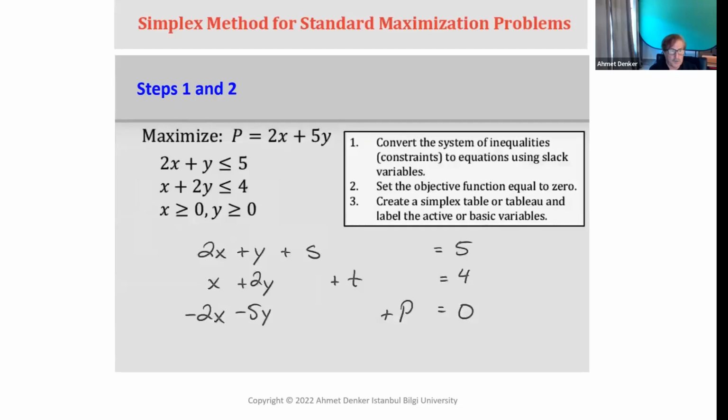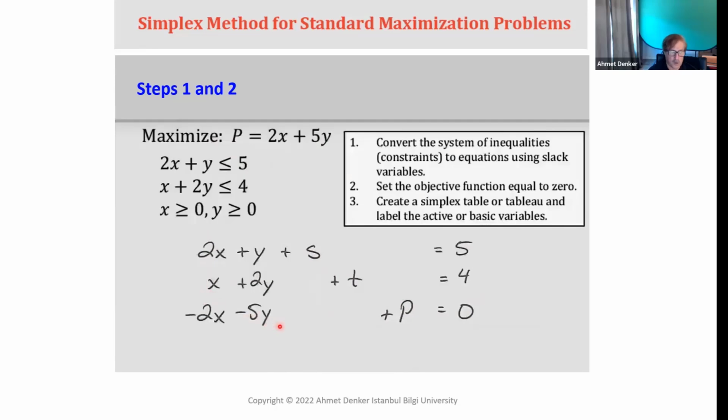Okay, so 2x plus y plus s, my first slack variable, is equal to 5. Now it becomes, by adding this slack variable to the first one, an equality. And x plus 2y plus t is equal to 4. So this is my second slack variable. And minus 2x minus 5y plus p is equal to 0. So this p here becomes my third slack variable. Okay. So these are my equations now.